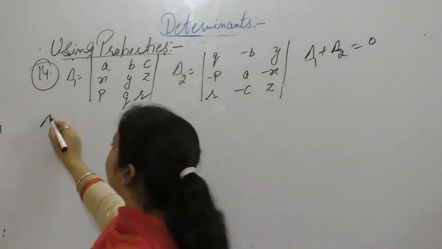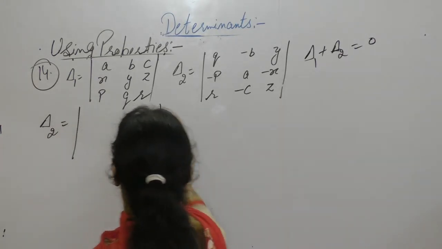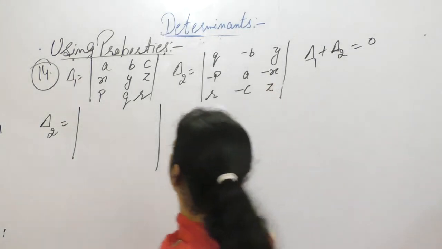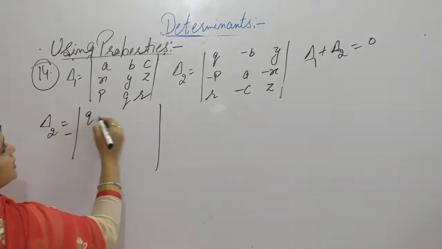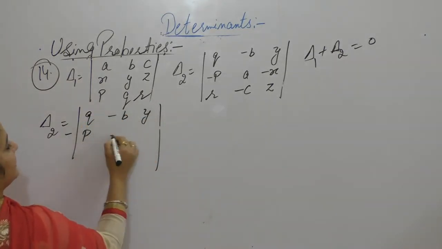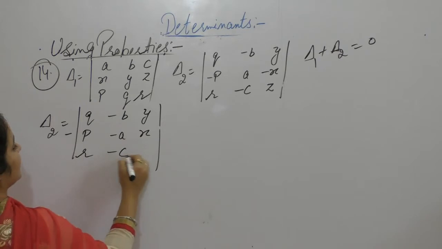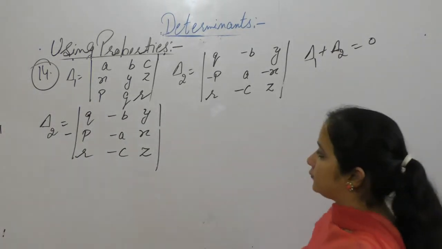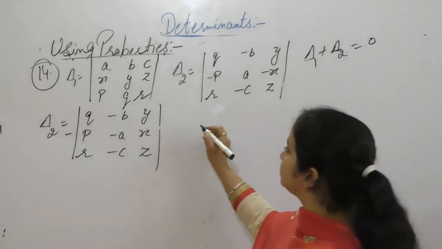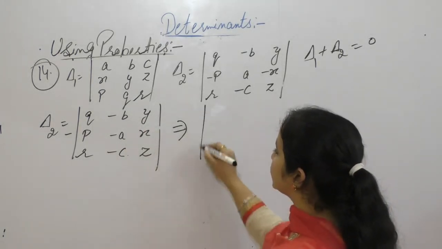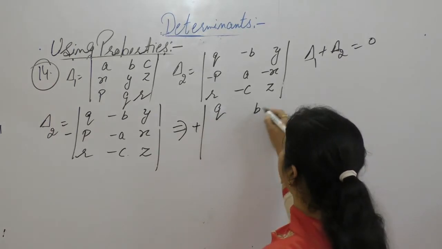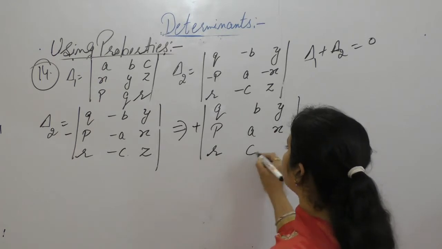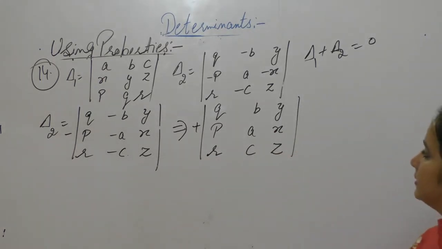Take this value delta 2. First, take the negative sign common from the second row. So it becomes Q minus B, Y, P minus A, X, R minus C, Z. Now take the negative common from the second column. So minus minus plus, Q, B, Y, P, A, X, R, C and Z.